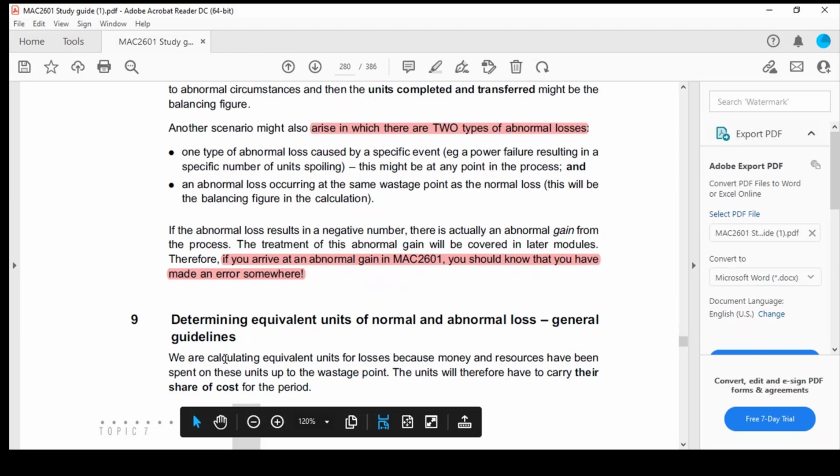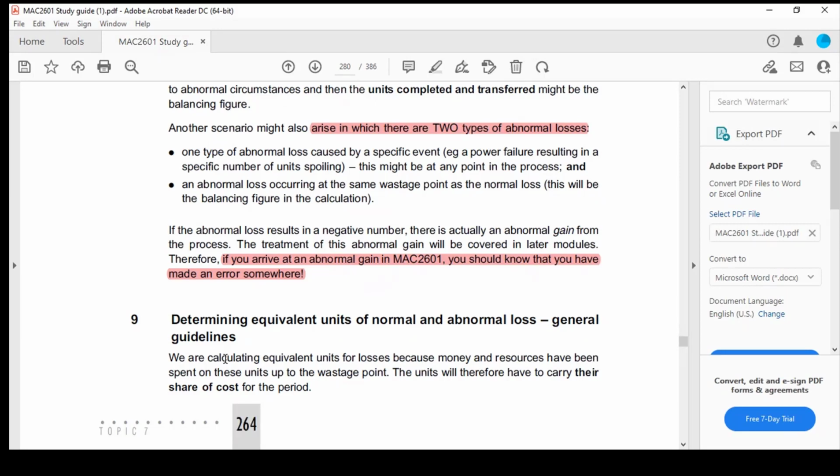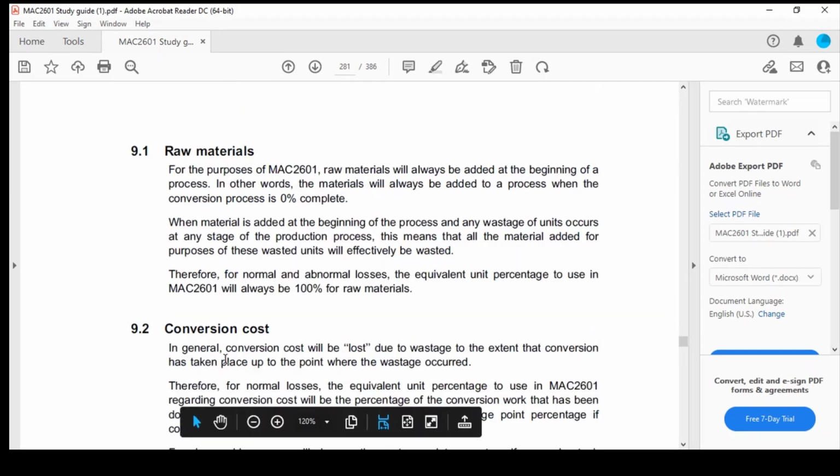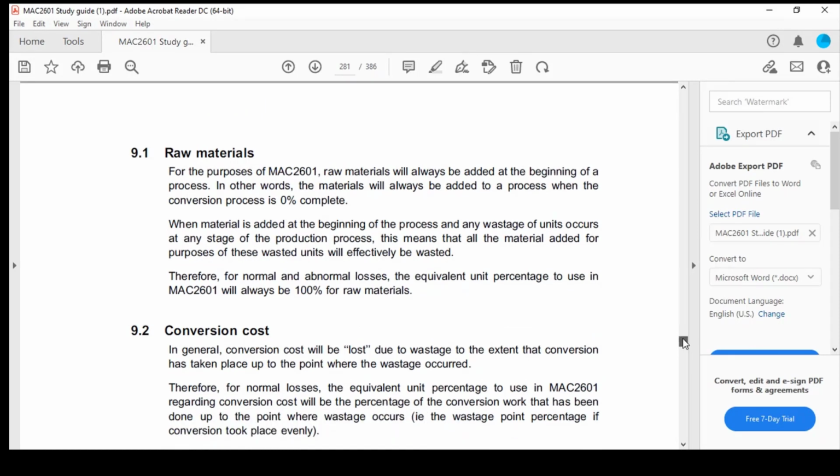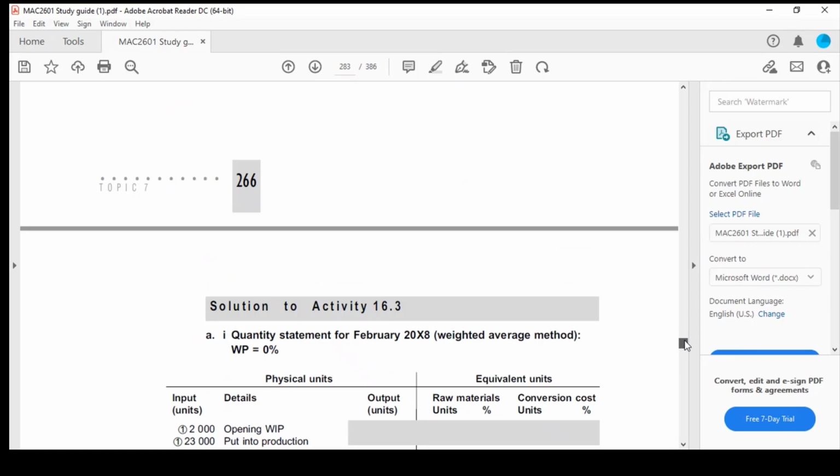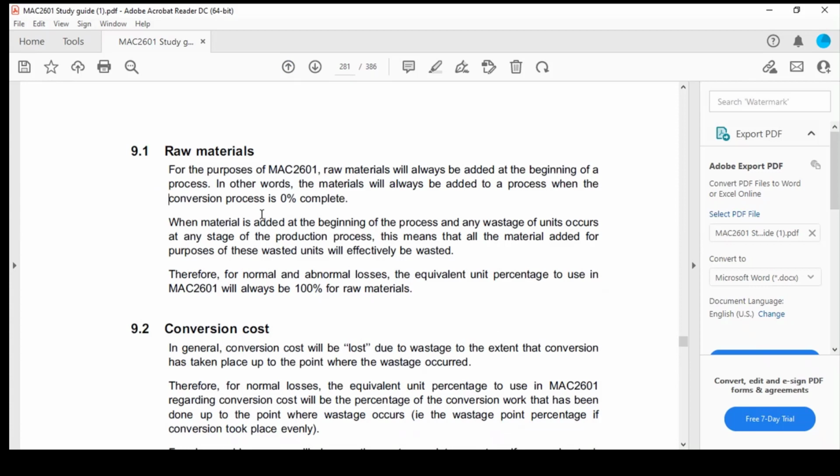Then, determining your equivalent units of normal loss and abnormal loss. These are the general guidelines. They tell you about raw material and conversion cost. Then we can do an example of your quantity statement.